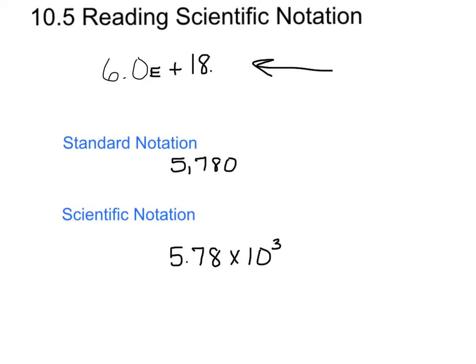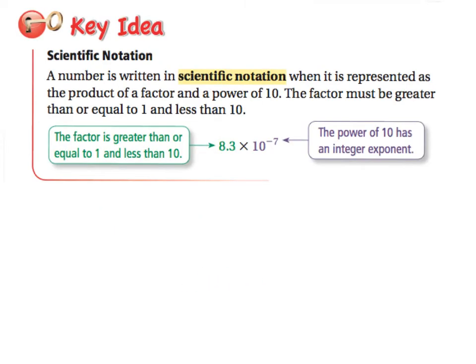So let's go over our key idea. Here's what our key idea looks like. Now, scientific notation. Today we're just going to read things in scientific notation. Scientific notation is a number that is represented by a product of a factor and a power of 10. So I'll say that again. A number is written in scientific notation when it is represented as the product of a factor and a power of 10. That means we are multiplying a factor times 10, and then the power tells us how many times we're doing that.